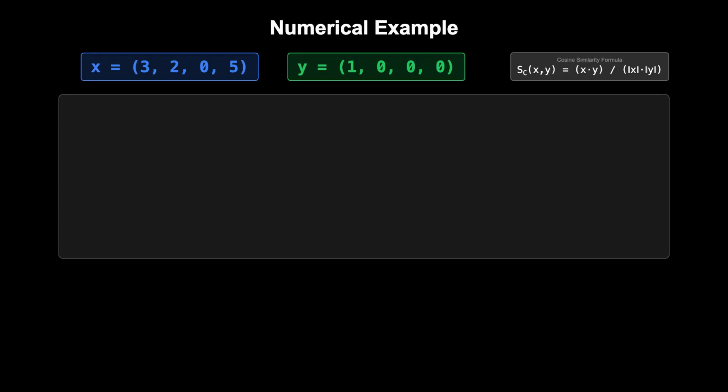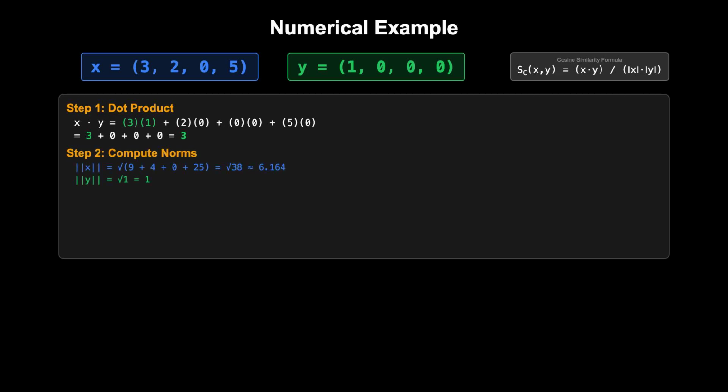Consider two four-dimensional vectors. x equals the vector 3, 2, 0, 5, and the vector y equals 1, 0, 0, 0. These could represent term frequencies in two documents. The first step is to compute their dot product. x dot y is computed as follows. Only the first components contribute to our final value, since y has zeros elsewhere. The second step is to compute the norms. For x, we take the square root of the sum of the squared components, which gives a magnitude of approximately 6.16. For y, the same process applies, but since only one component is non-zero, the magnitude is simply 1.